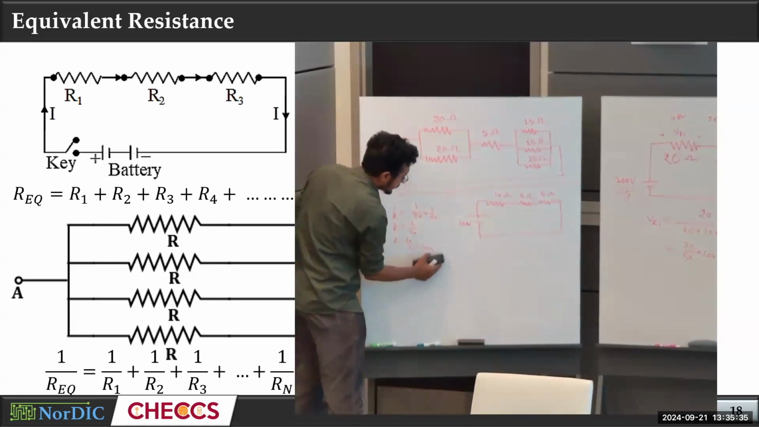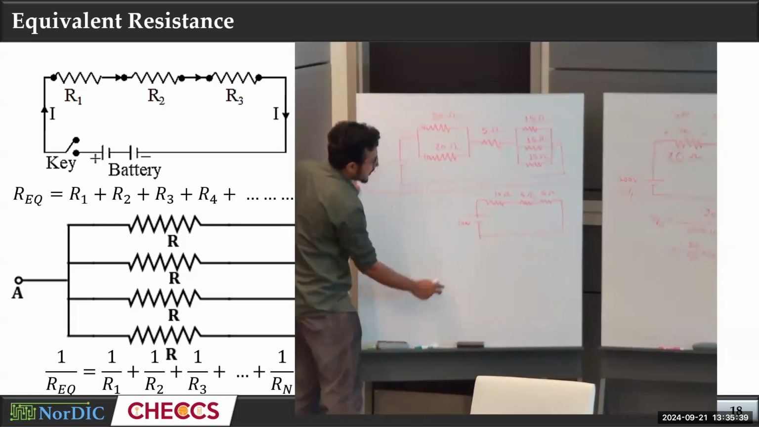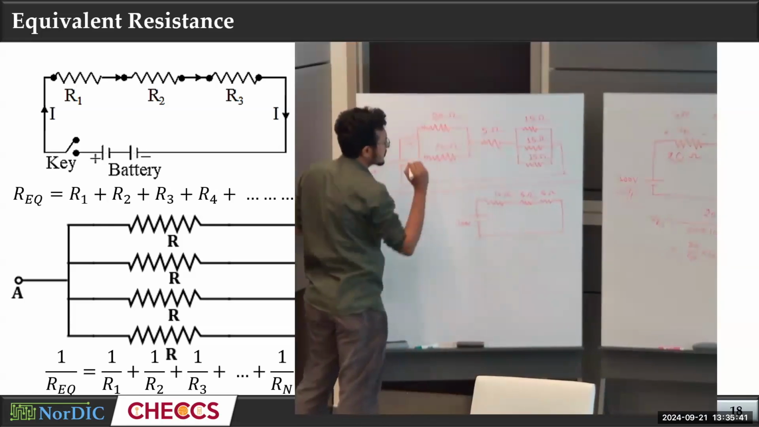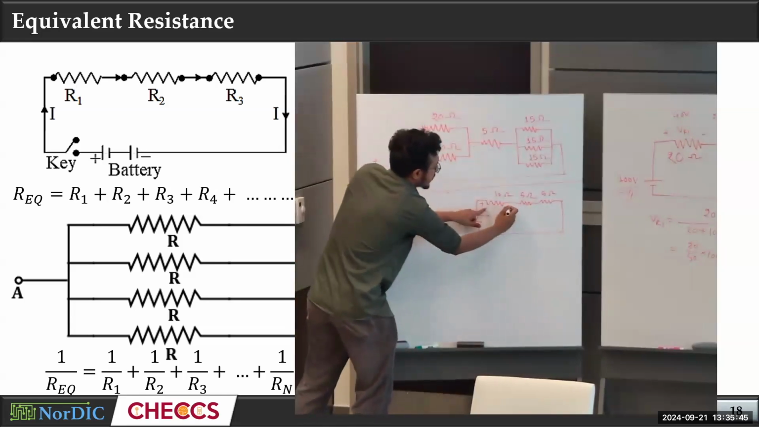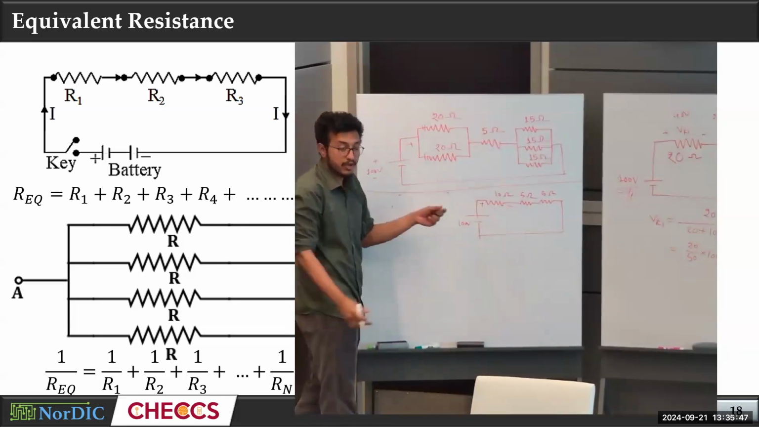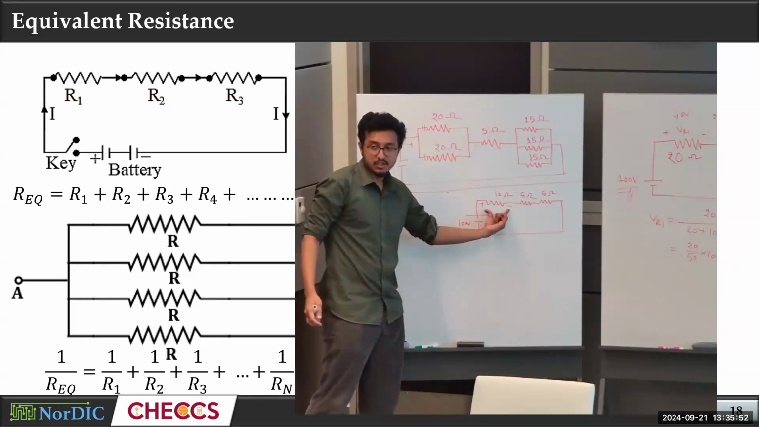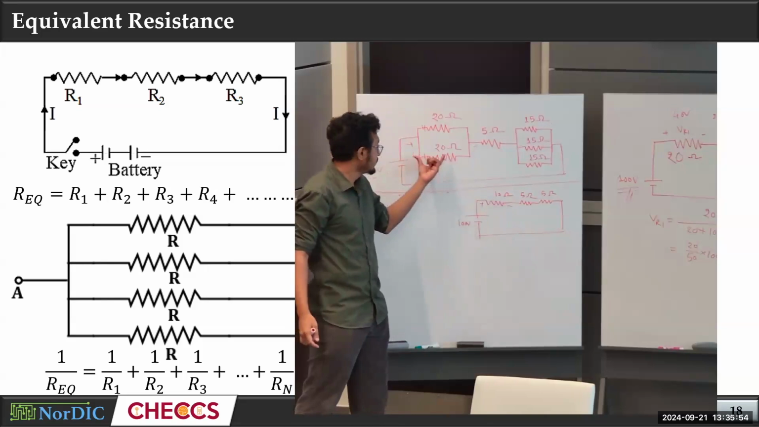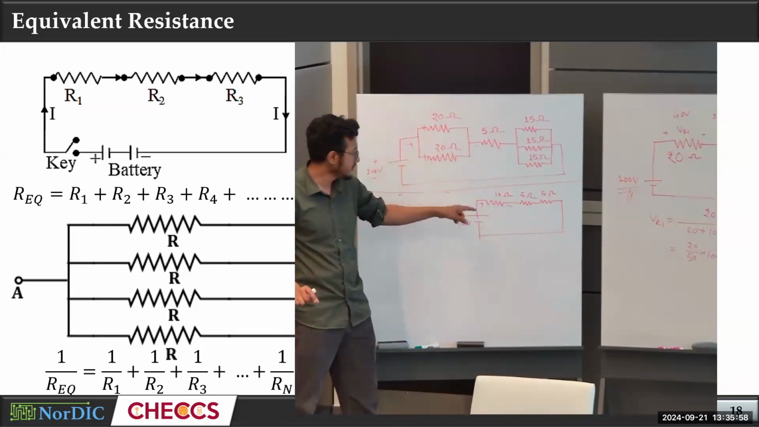Now, let me ask you, if I tell you what is the voltage across these two nodes, this is the voltage here as well, right? Because we have reduced the circuit here. So the equivalent resistance does not change the voltage across here. That's why it's called equivalent resistance, right? So what is the voltage here?